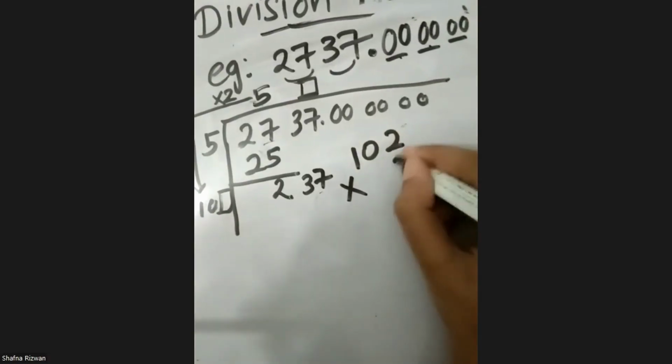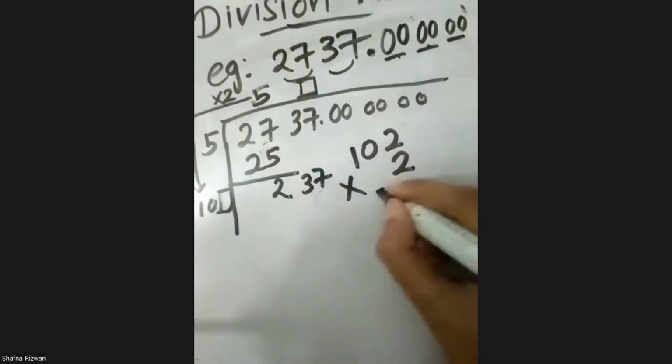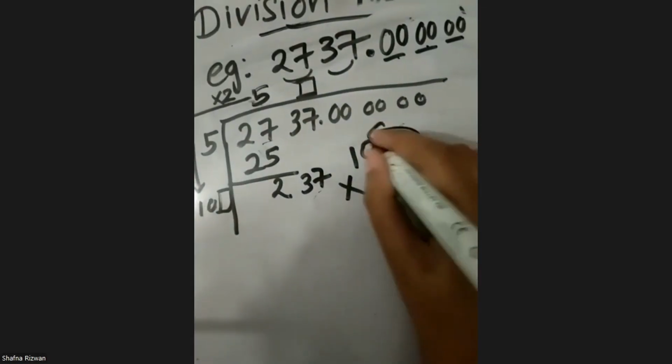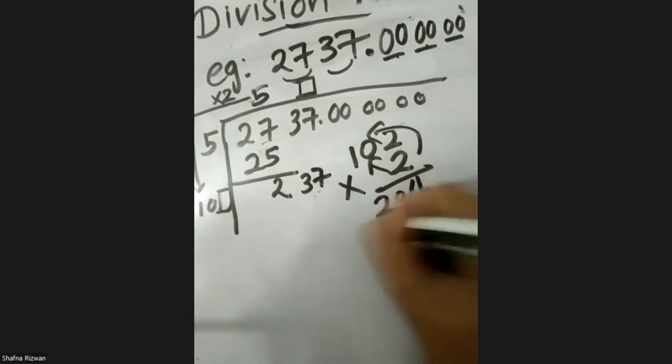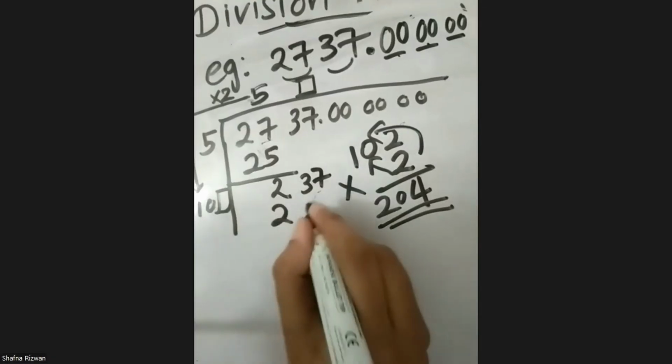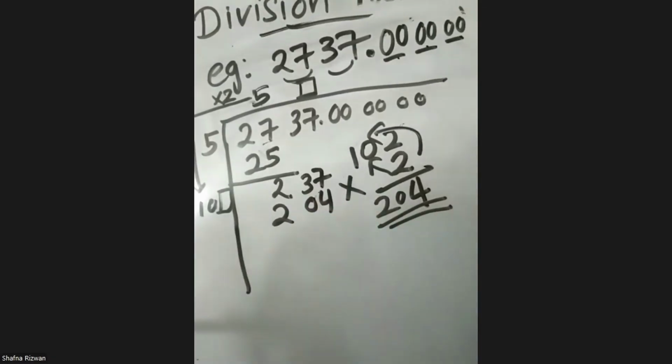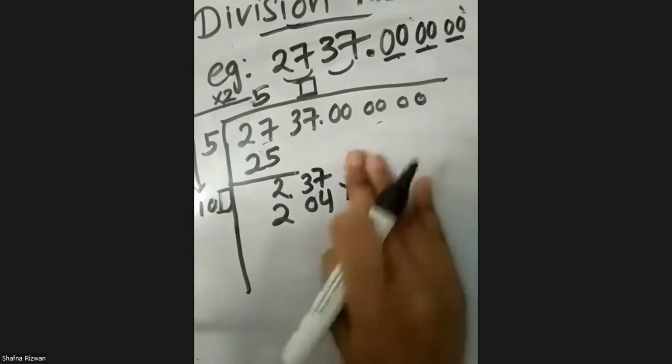So 102 multiplied by 2. Here also 2, here also 2. 2 into 2s are 4. 2 into zeros are 0. 2 into ones are 2. Right? So here how much will you get? 204. Okay. You will get 204.